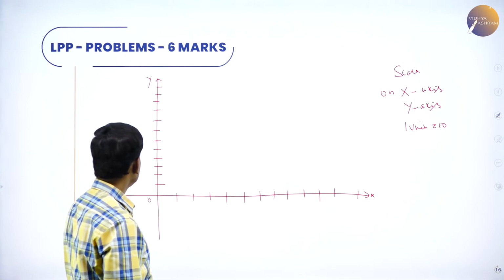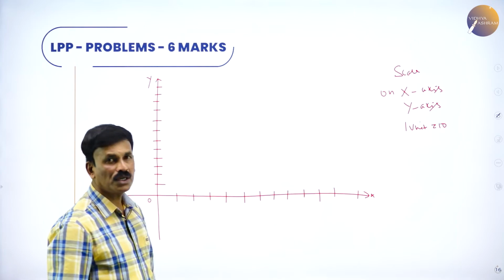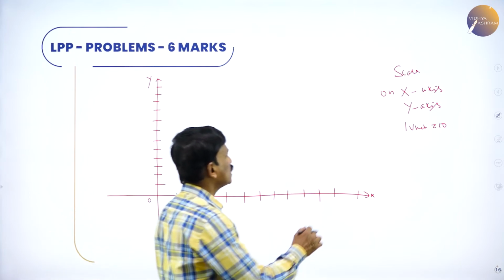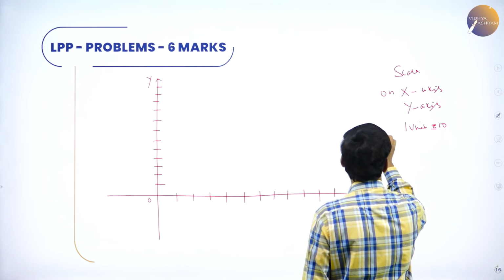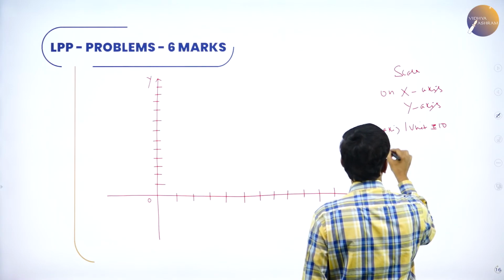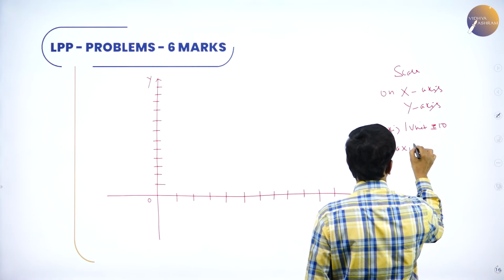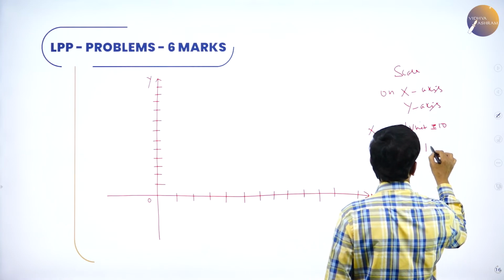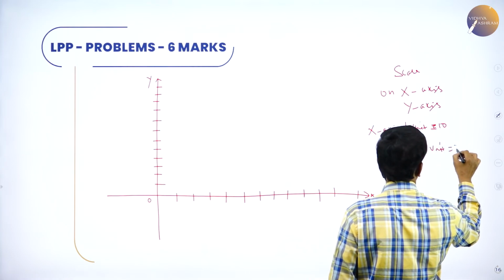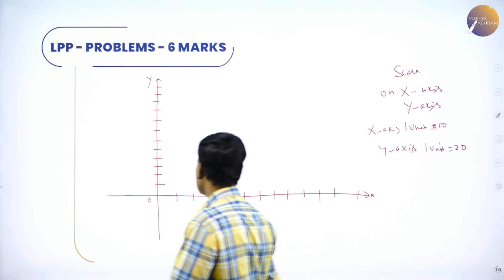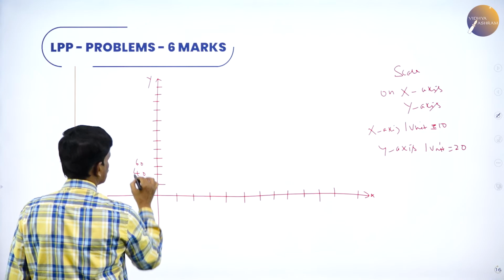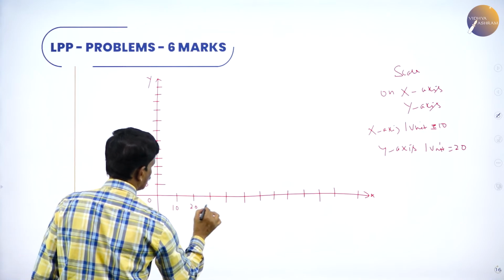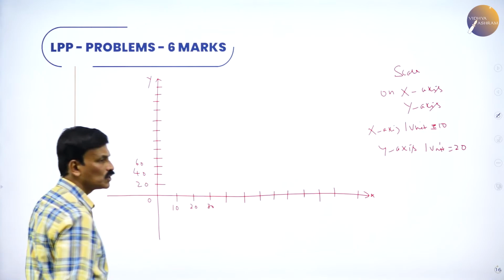On the y-axis we have 200 maximum value. Let us take on the x-axis 1 unit is equal to 10, and on the y-axis 1 unit is equal to 20. So then this becomes 20, 40, 60. This is 10, 20, 30. Now draw the graph.